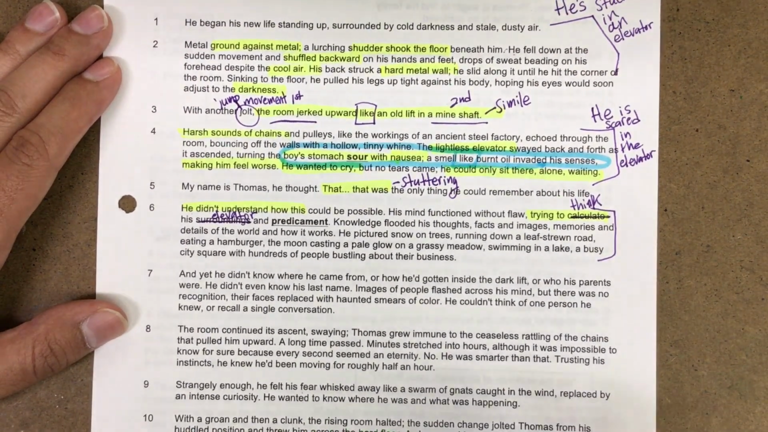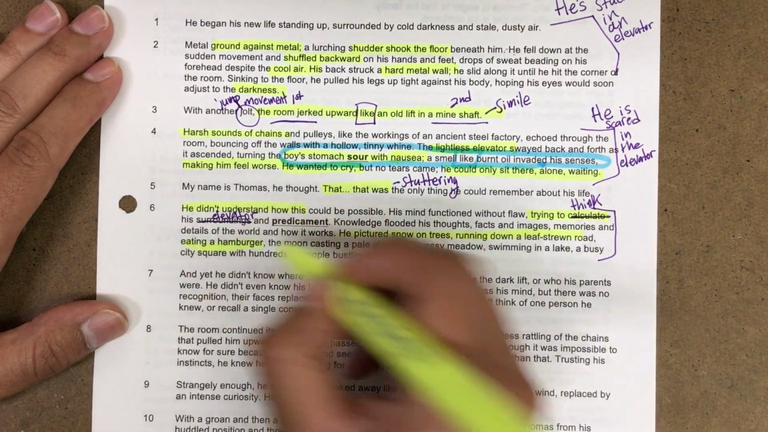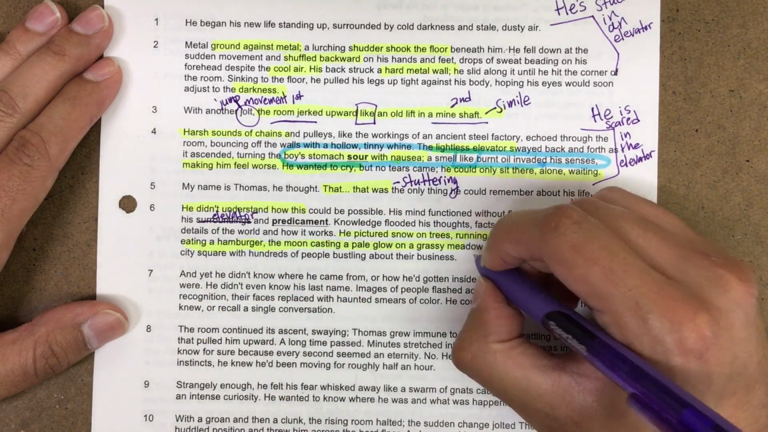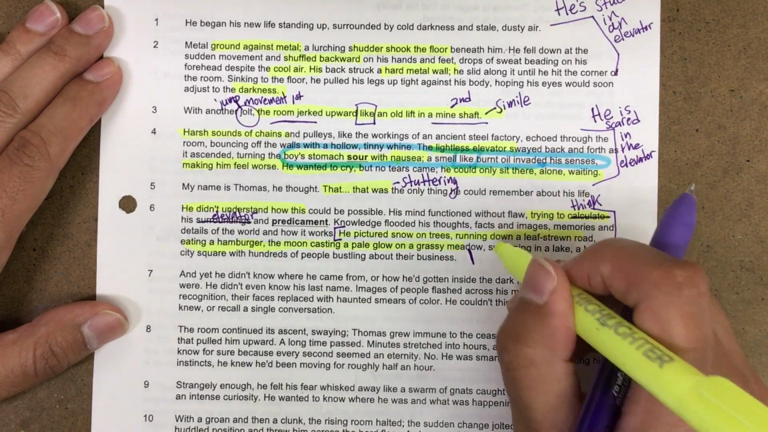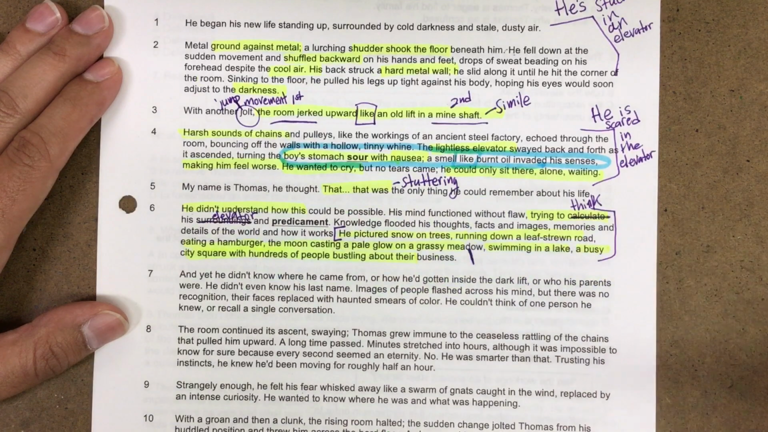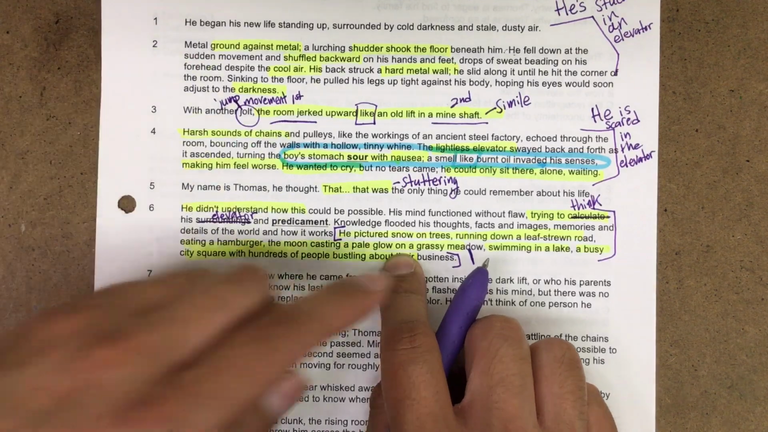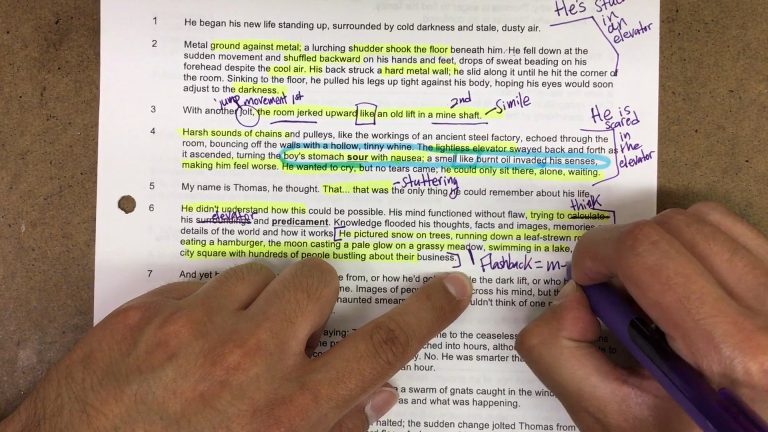He pictured snow on trees, so he's having a memory, he's having a flashback. He pictured snow on trees, running down a leaf-strewn road, eating a hamburger, the moon casting a pale glow on a grassy meadow. We're going to box this and also highlight swimming in a lake, a busy city square with hundreds of people bustling about their business. This right here is a flashback. A flashback is a memory.